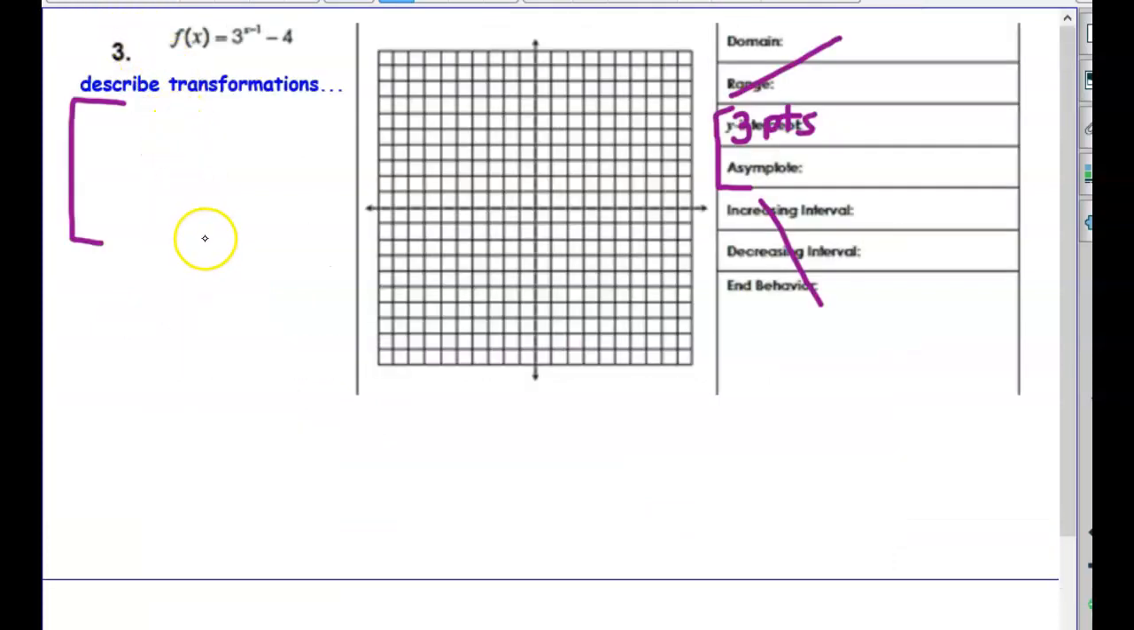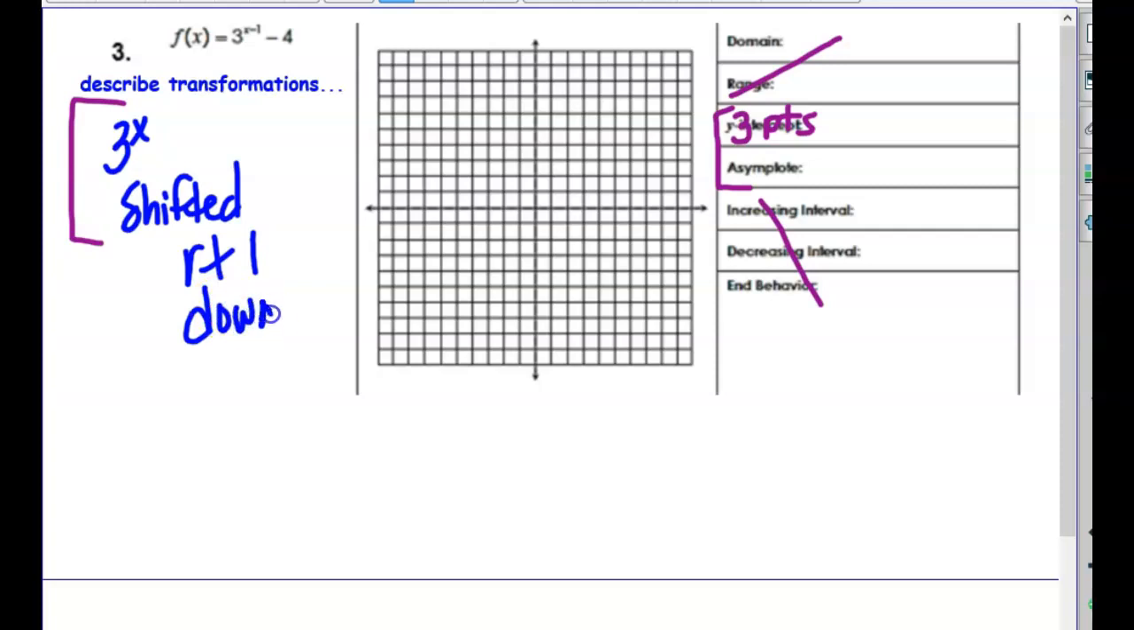All right, now you're going to have to do some of this tonight in Delta Math, and you can use a calculator. I'm not going to tell you that you can't, okay? But this is a 3 to the x that has been shifted which ways, guys? Right 1 and down 4. Okay, so I think I'll use maybe green to do the first one.